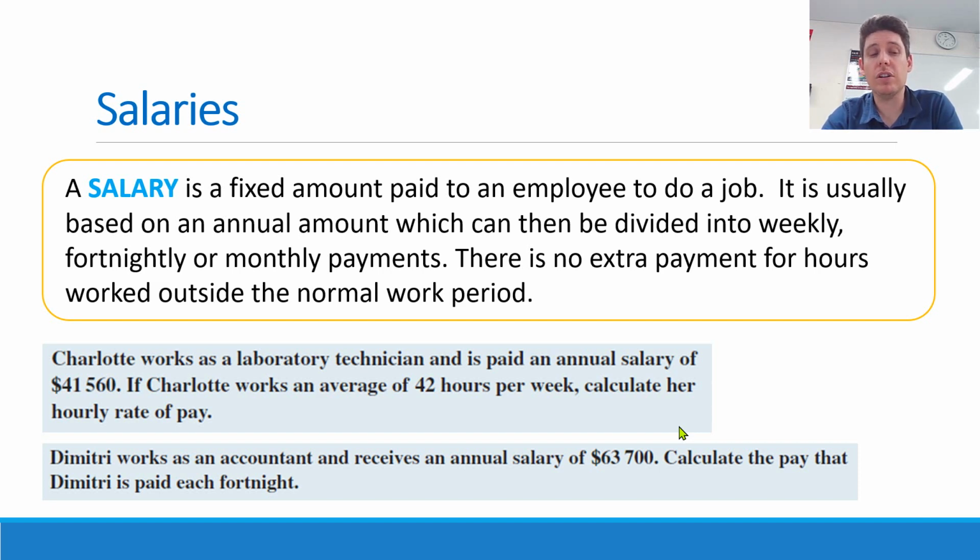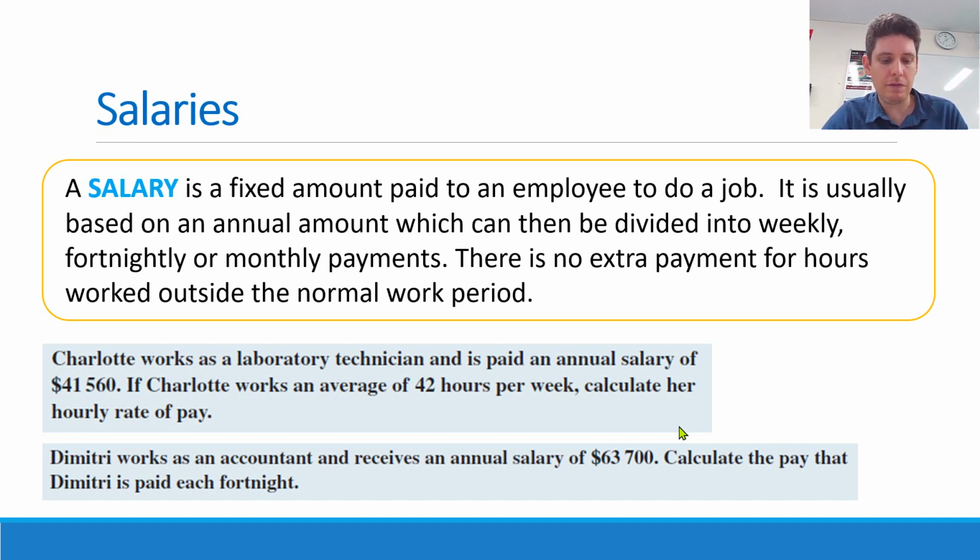Bit trickier, we've got some things to consider. So we want to again convert the number into dollars per hour. This time we have to figure out how many hours she is going to do annually in a year, and then divide the annual salary by that amount. So let's have a go. She works 42 hours per week. How many weeks in a year? Hopefully you know this, 52 weeks in a year.